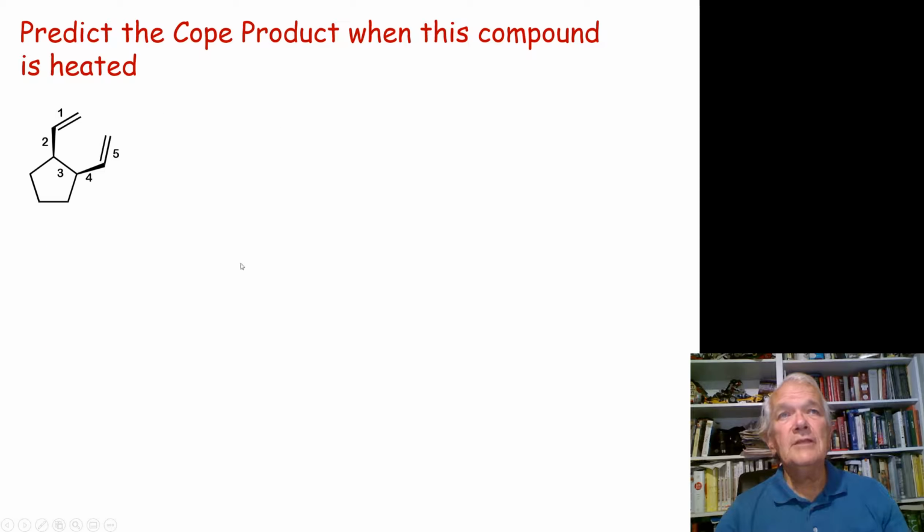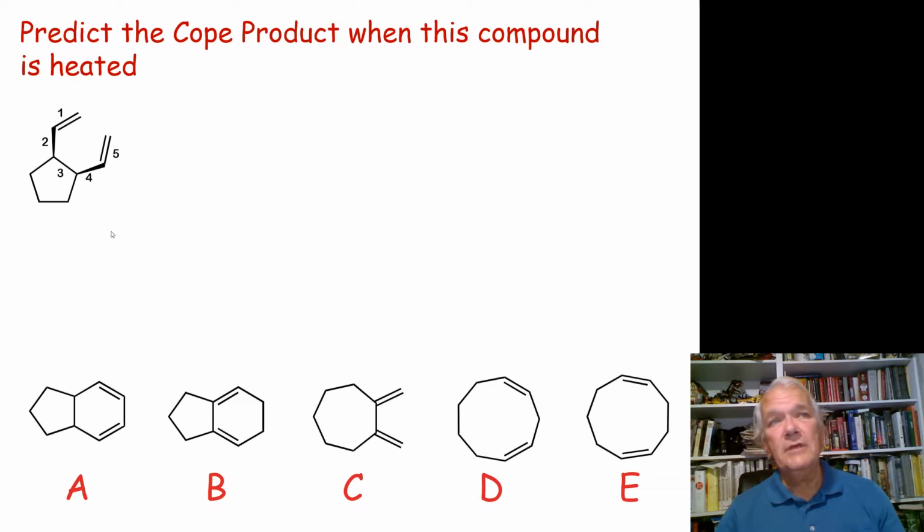So let's do one of these. This is obviously a 1,5 diene. I've got it already labeled. It's already laid out. So can you write down the product? And I'll give you some choices. But now, what do you want to do? Just draw the arrows and do it. So pause the video a little bit. Figure out what this is.